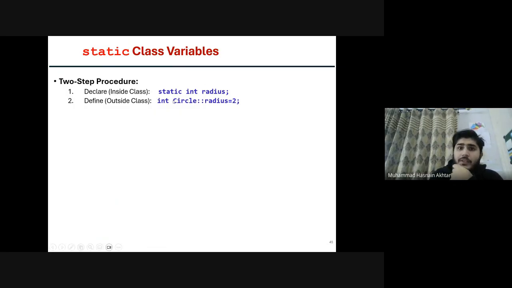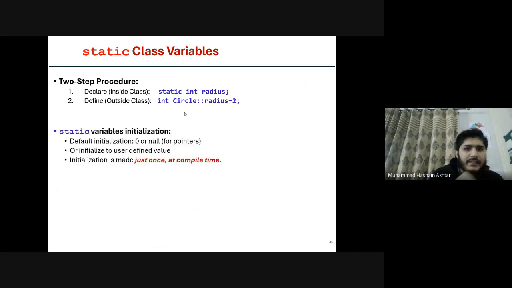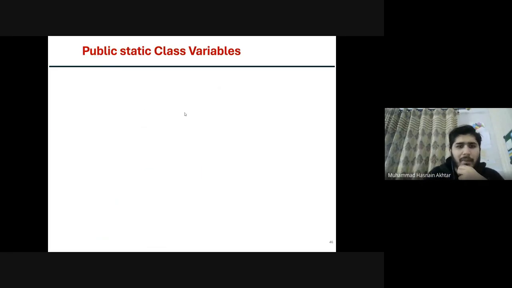I hope that all of this code is understandable and visible to you. And this int circle basically means you have just set a default value. You can even set this to 0, it doesn't matter. But this is just a default value. Static variable initialization: default initialization is 0 or null, or it is initialized to a user-defined value. Initialization is made only once, at compile time.